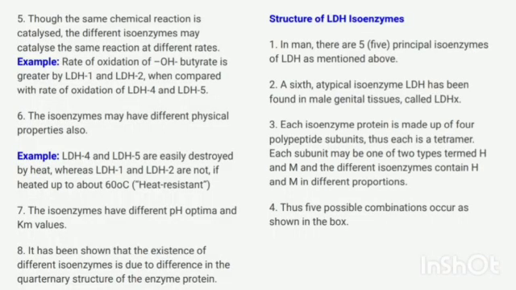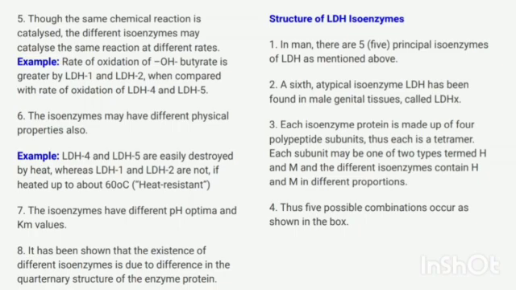Though the same chemical reaction is catalyzed, the different isoenzymes may catalyze the same reaction at different rates. For example, the rate of oxidation of hydroxybutyrate is greater by lactate dehydrogenase 1 and lactate dehydrogenase 2 when compared to the rate of oxidation by LDH4 and 5. The isoenzymes may have different physical properties also. For example, LDH4 and LDH5 are easily destroyed by heat, whereas LDH1 and 2 are not, if heat is up to 60 degrees centigrade; that is, they are heat resistant.